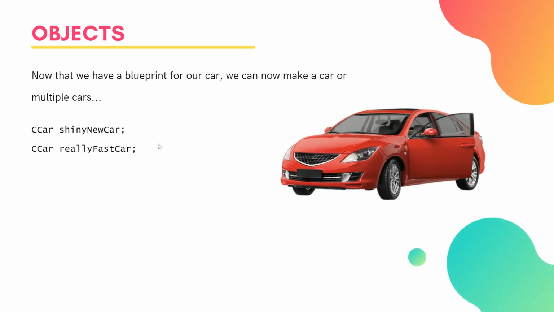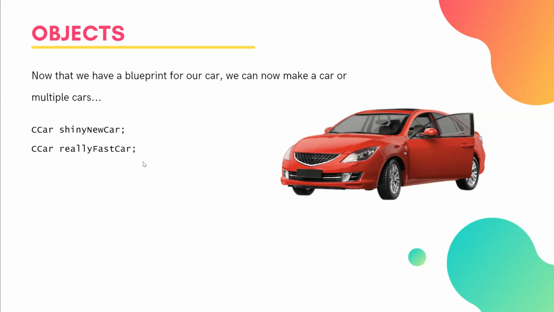We can also create multiple cars, so we can have another class object, and we can call this a really fast car. So we can have 2 objects from the same blueprint which will have the same functionality, but they can have different internal attributes and they're different objects. So you can see how this might be useful.